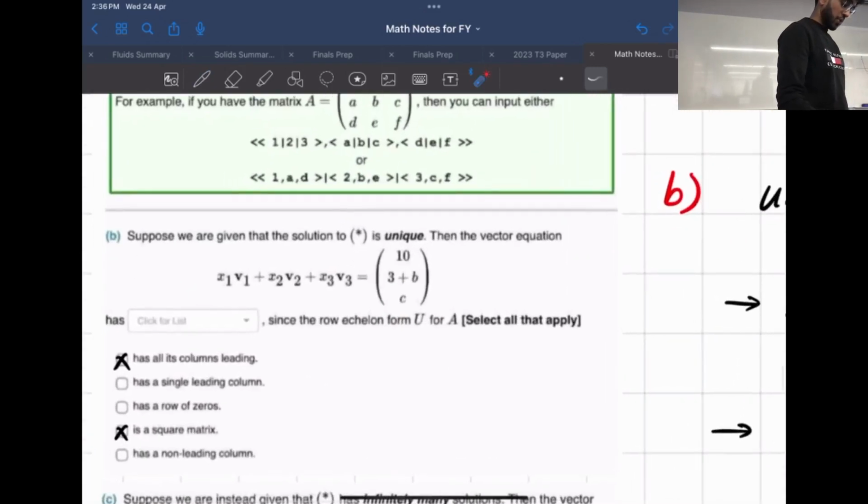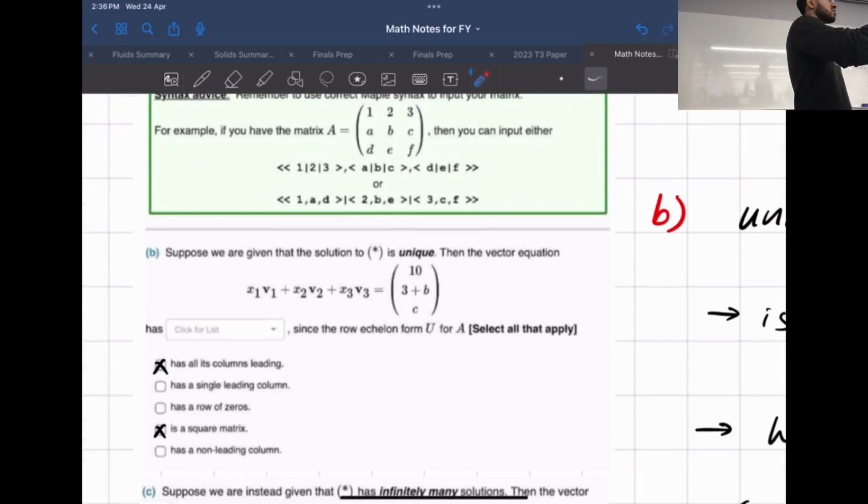Okay. Suppose there's only one unique solution. Do you guys remember what it means to be a unique solution in terms of matrices? Are you talking about the zero triangle? Yeah, that's fine. You can just say that. It has all leading columns. Yeah.